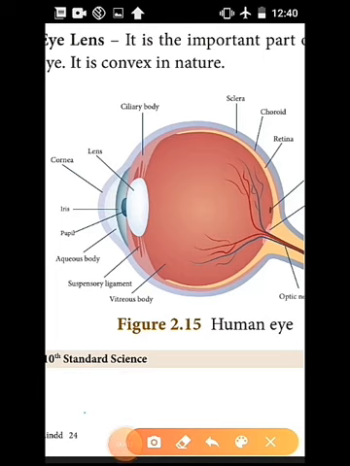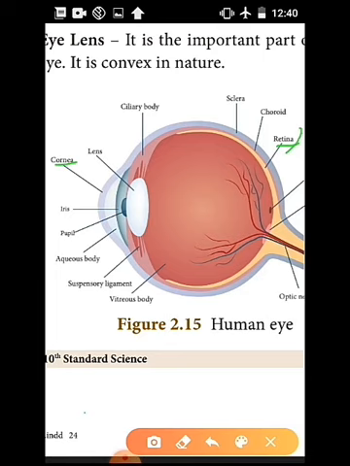Look at this picture where the retina is located. This is the back surface of the eye. Already we studied which one is located in front of the surface of the eyeball. Yes, the answer is cornea. This is the cornea and this one is the retina.